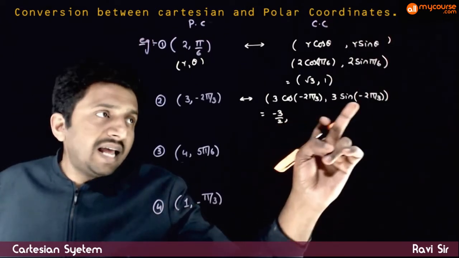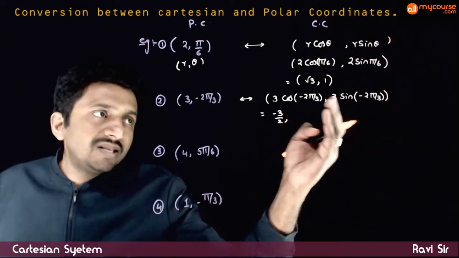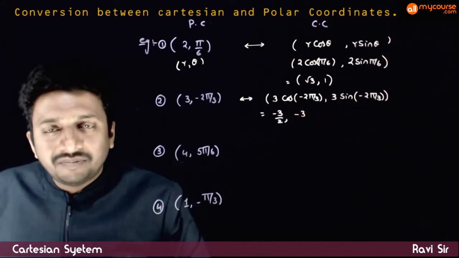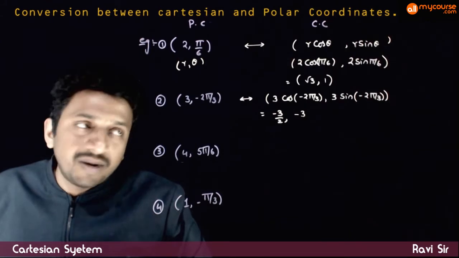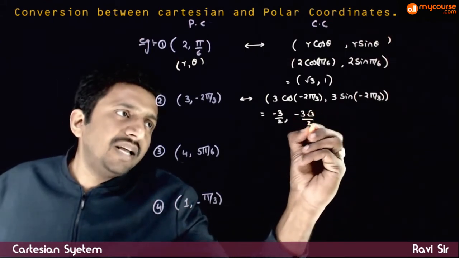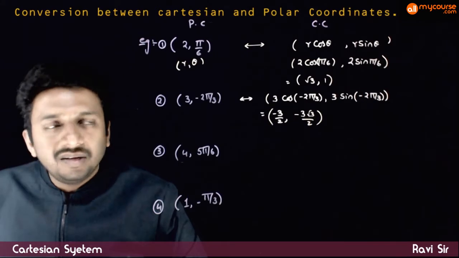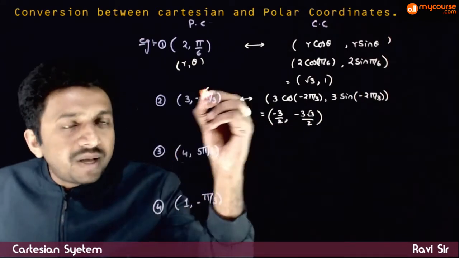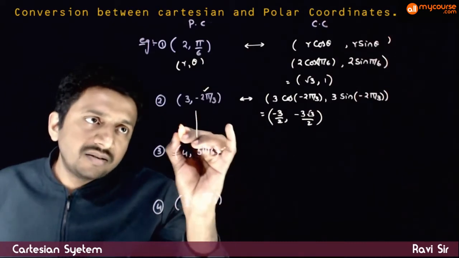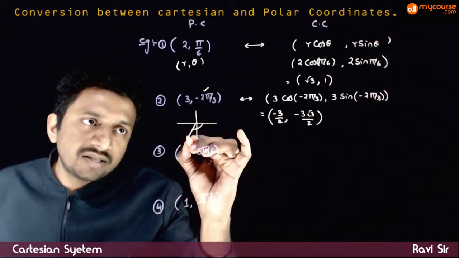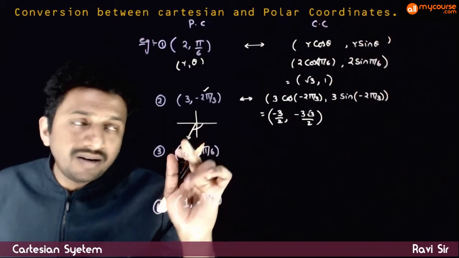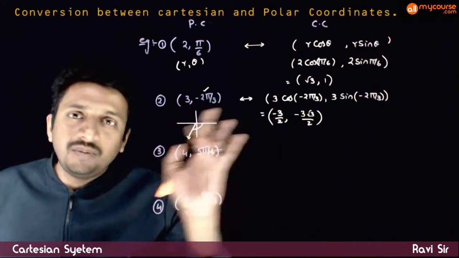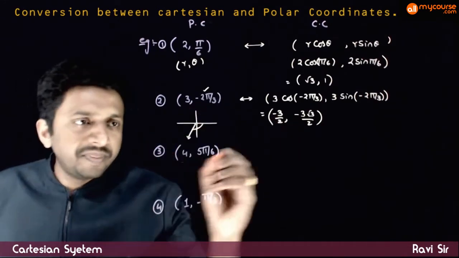And 3 times sine minus 2 pi by 3 is minus sine 2 pi by 3. So you have a minus 3 into sine 2 pi by 3. Sine 120 degrees is root 3 by 2. So minus 3 root 3 by 2. So you can very clearly see that you got a point in the third quadrant. Minus 2 pi by 3 is minus 120 degrees. So with minus 120 degrees, you get a point in the third quadrant. You also got a point in the third quadrant. So the signs will automatically be managed. You don't need to do anything extra.